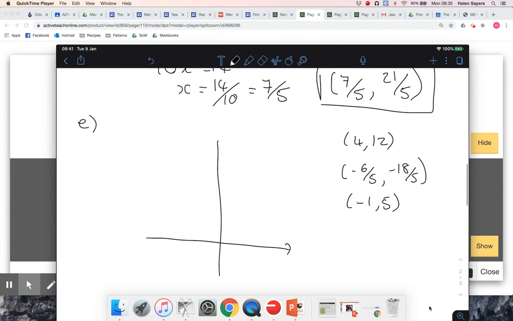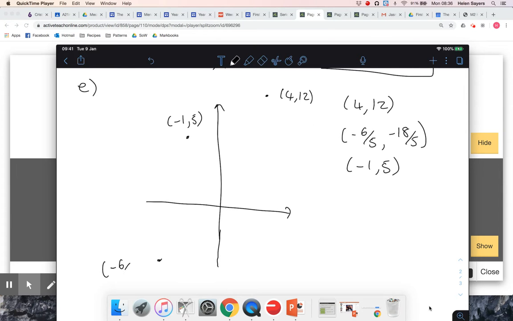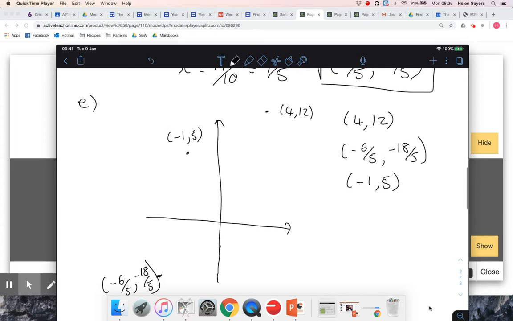Okay, so I'll get a rough sketch drawn to scale. So minus 1, 5 can be about there. 4, 12 can be about there. And minus 6 over 5, that's minus 1.2. So that can be about there, and then 18 over 5 can be about there. Oh, which you can't see. Okay, this is just so I can roughly see what's going on.